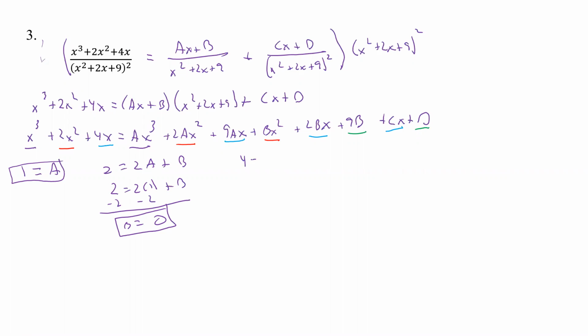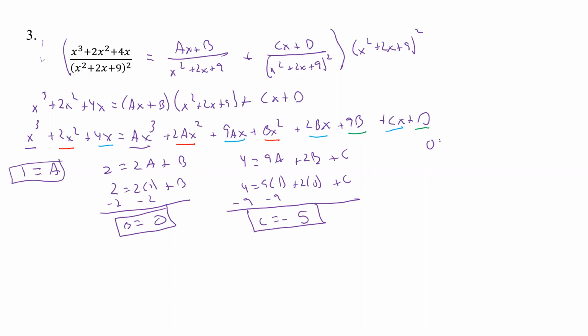We have 4 equals 9a plus 2b plus c. And so now we can plug in our values we know. So 4 equals 9 times 1 plus 2 times 0 plus c. Well, 9 times 1 is 9, so we subtract 9 from both sides. And so c equals negative 5. And then the last one I said 0, because we don't have anything over here, is equal to, and then we have 9b and then plus d. Well, b is 0, so therefore d is 0 as well.